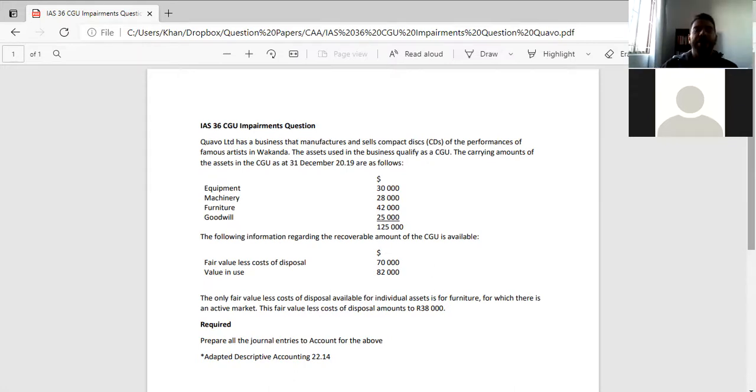So now they say prepare all the journal entries. Let me show you how we will deal with this. I'm going to open up Excel. It'll take some time, it's a bit slow today. I'm going to open up Excel and then show you how we will deal with this. You can ask me questions as we go along. We'll just start it and then you can see how we will deal with it.